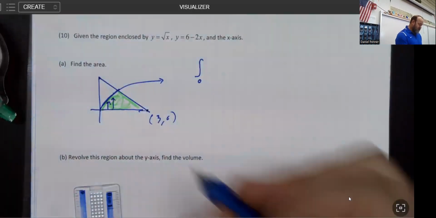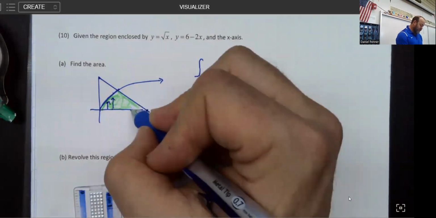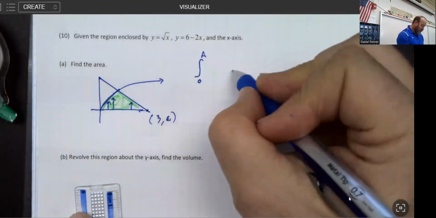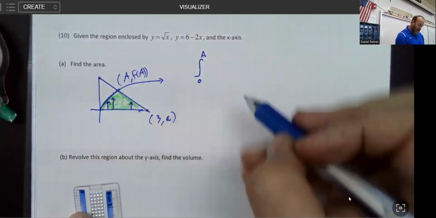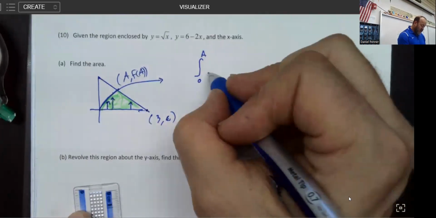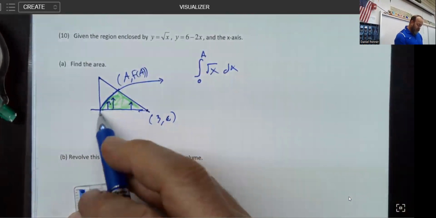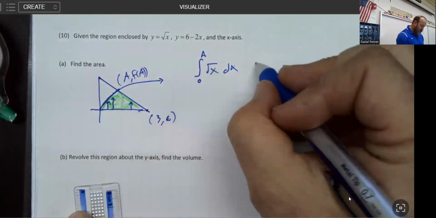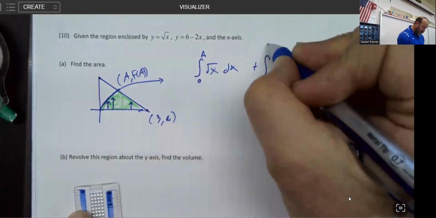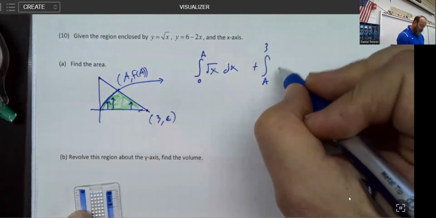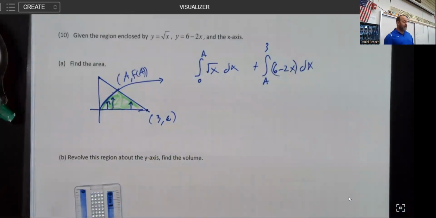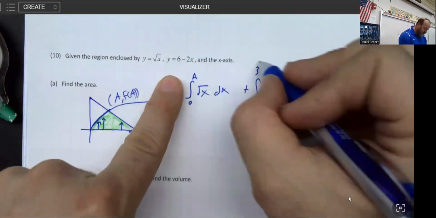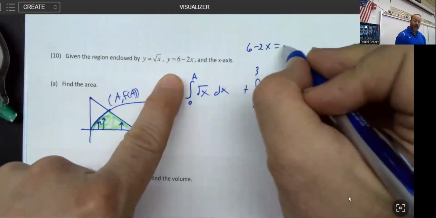But what's strange is that right in this region, all of a sudden, I'm going to call this A, comma, f of A, there's a place where who's on top changes. So we're going to integrate the square root until I reach A, but then I'm going to switch from A up until 3, and then I'm going to end up integrating 6 minus 2x dx. So that is a little bit of an interesting play. So I need to find out when is 6 minus 2x equal to root x.